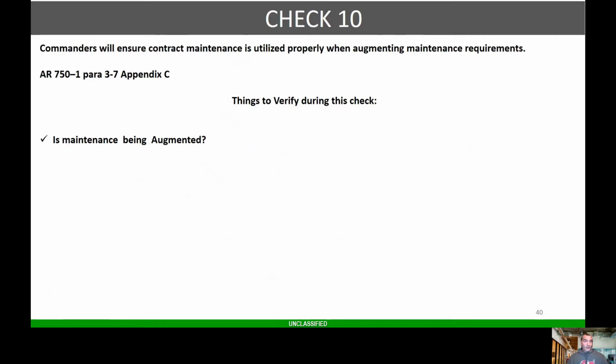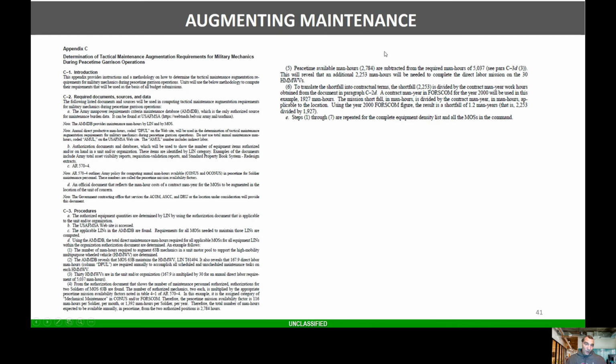Check 10. Commanders will ensure contract maintenance is utilized properly when augmenting maintenance requirements. This is AR 750-1, paragraph 3-7, appendix C. Things I check for is maintenance being augmented. If it's not augmented, this is simple. It's a no-brainer here. So, augmented maintenance.